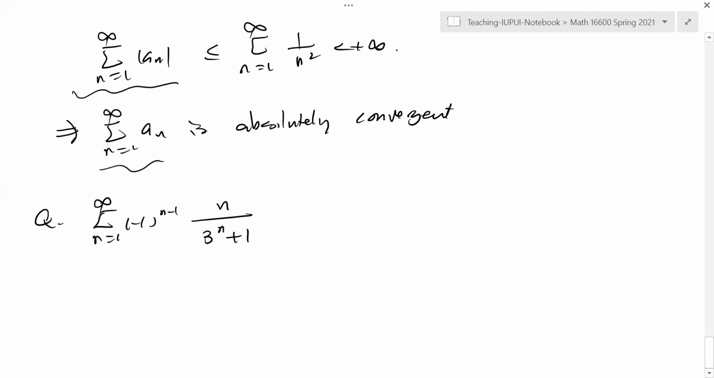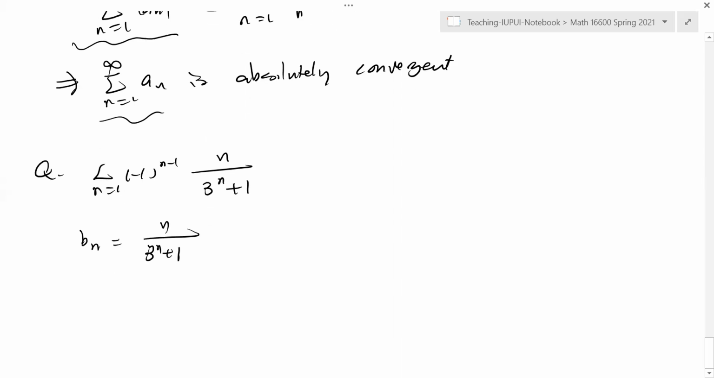Okay, I hope you got some ideas. I think clearly this is going to be convergent, but it's an alternating series. So try the alternating series test first. It's complicated, but that should work. Okay, so here's b_n, which is n over 3 to the n. We want to prove this is decreasing to 0.